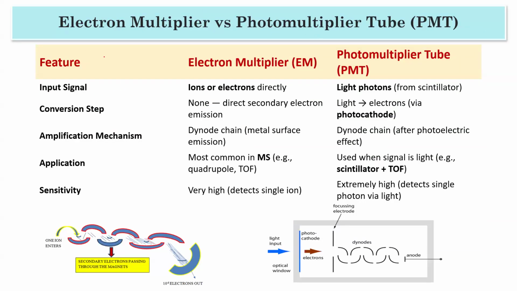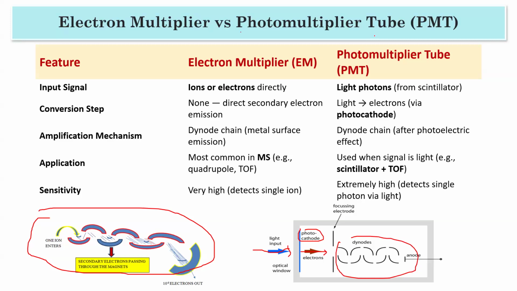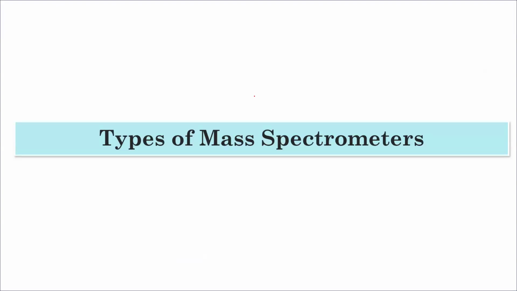Okay, so this is the difference between electron multiplier and photo multiplier tube. I think I already told about the electron multiplier. In a photo multiplier, ions are hitting, and then there is a photo cathode, and because of that electrons will be generated again, and again a diode will be there. So you can say that in a PMT, an EM is already there. But the point is, in a PMT first light is generated. That is the only difference.